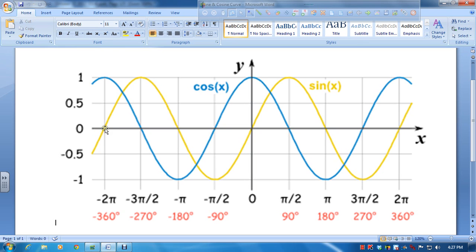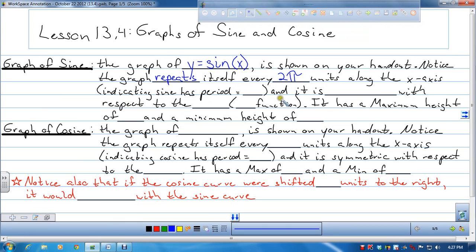Let's say it started right here, that's at negative 2 pi, up, down to a minimum, back up to where it started, and then you'll notice that it does the same thing all over again. So it repeats itself every 2 pi units, and as we learned last time, that would indicate that the period of this sine curve is in fact 2 pi, because we know the period is equal to when it repeats itself.